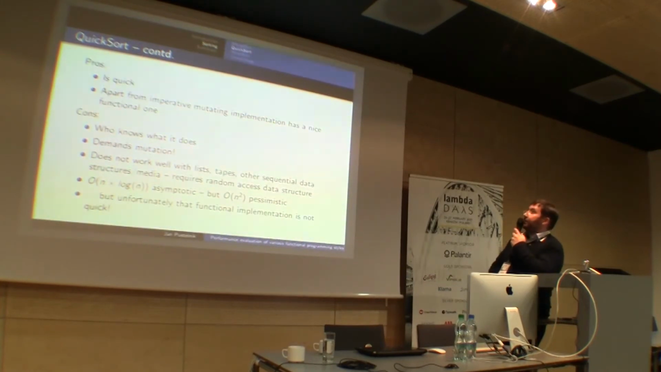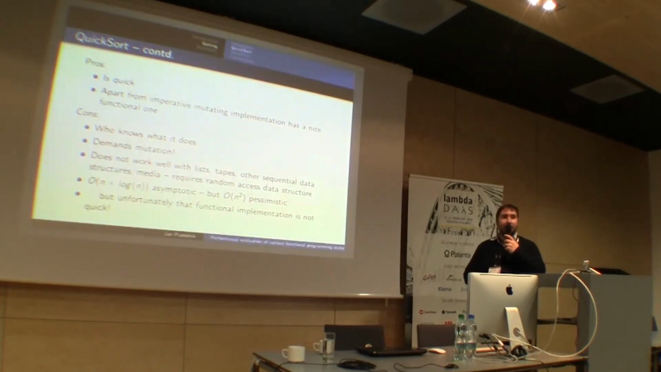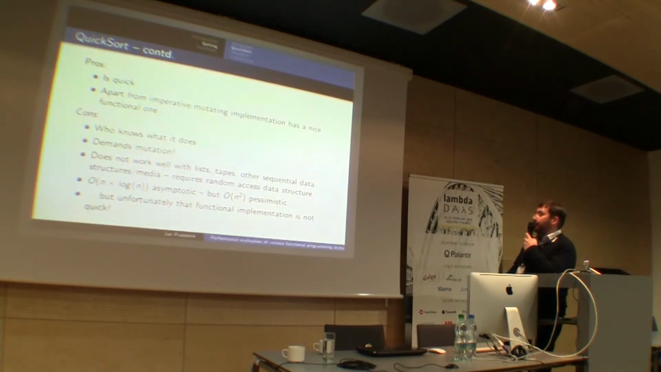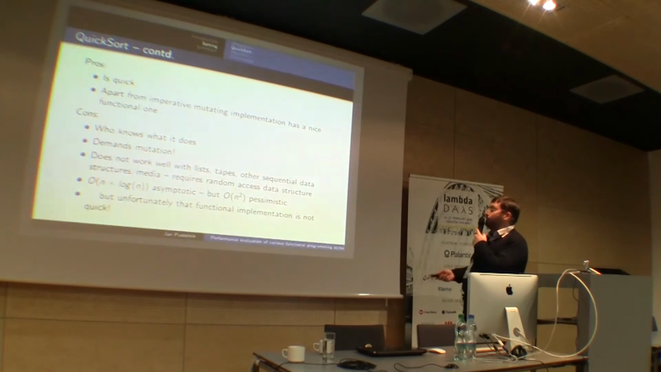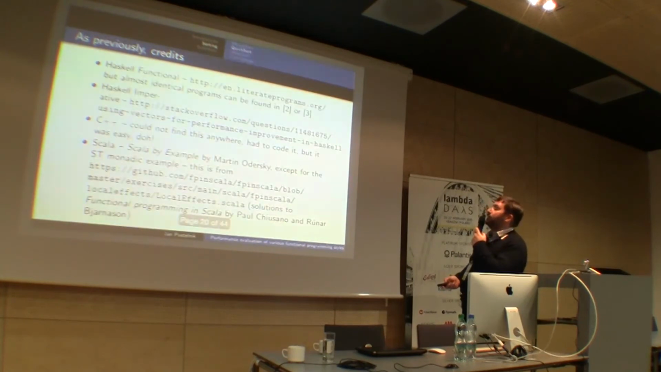Okay, let's say Quicksort is quick. But you cannot implement it functionally. It's impossible, because it needs mutation to work. So it doesn't work well with lists. Once random access demands mutation, nobody knows what it does.